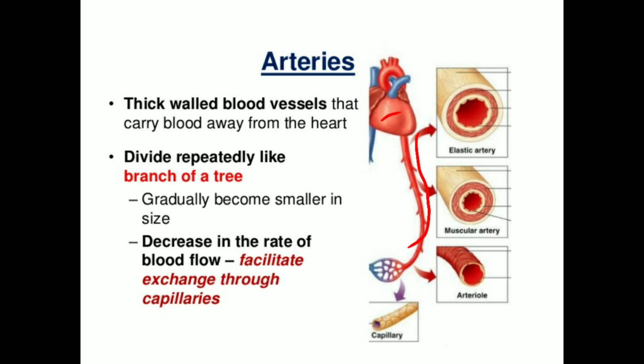This region is a larger artery. You can see the arrows showing you. This is a large artery. Then going into the muscle and so on, it is called a muscular artery. Then the smaller one is called an arteriole. Arterioles further form the capillaries. So arteries are thick walled blood vessels that carry blood away from the heart, divide repeatedly like the branches of a tree, gradually become smaller in size, decrease the rate of blood flow, and facilitate exchange through the capillaries. Okay, this is about the artery.